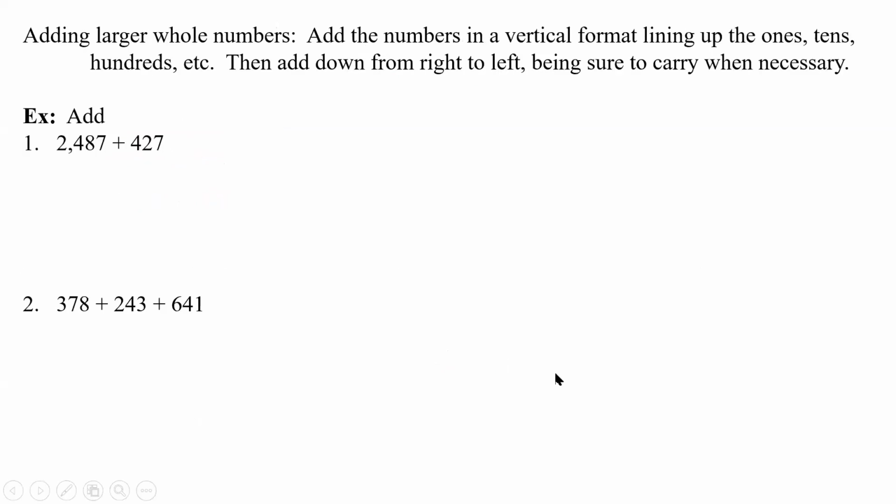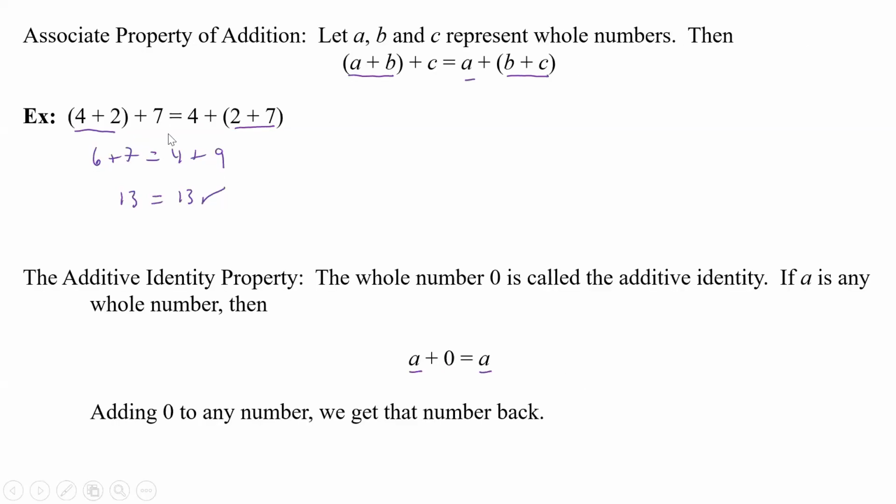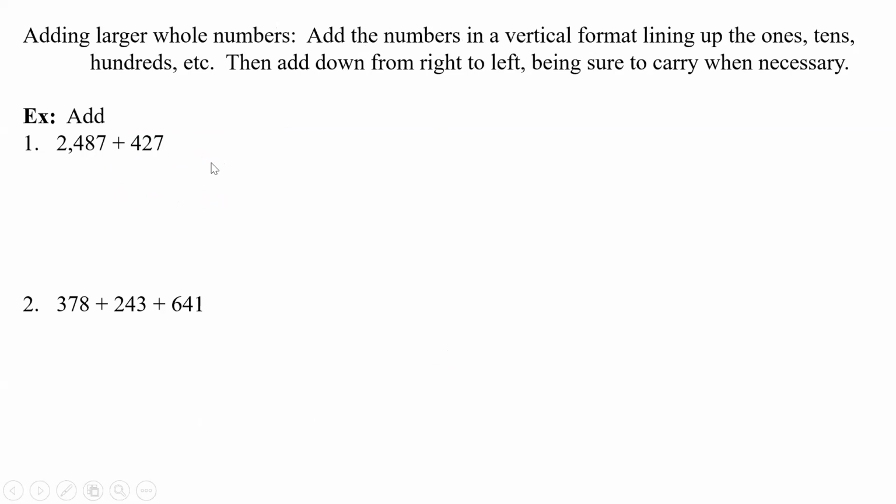All right, so here we have something a little bit different. Before we were doing small numbers, you know, 4, 2, 7, things like that. Well, what if we have larger numbers? If we add larger numbers, we have to add the numbers in a vertical format. That's the easiest. We're going to line up the ones column. Going back to the first section, we had to know where the ones, the tens, the hundreds, the thousands, 10,000s, 100,000s are. We have to line them up so each one is in the proper column. Then we add from right to left and be sure to carry when necessary.